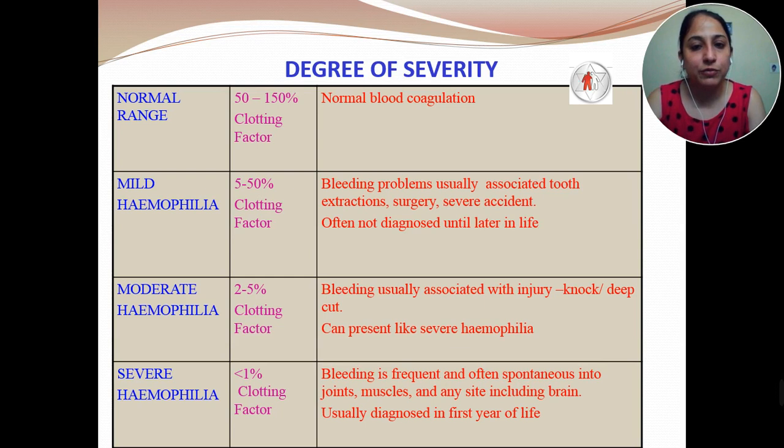In mild hemophilia, bleeding problems are usually associated with extraction, surgery, or severe accident, and are often not diagnosed until later in life. In moderate hemophilia, bleeding is usually associated with injury, knock or deep cut and can present like severe hemophilia. In severe hemophilia, bleeding is frequent and often spontaneous into joints, muscles and any sites including the brain, and these are usually diagnosed in the first year of life.